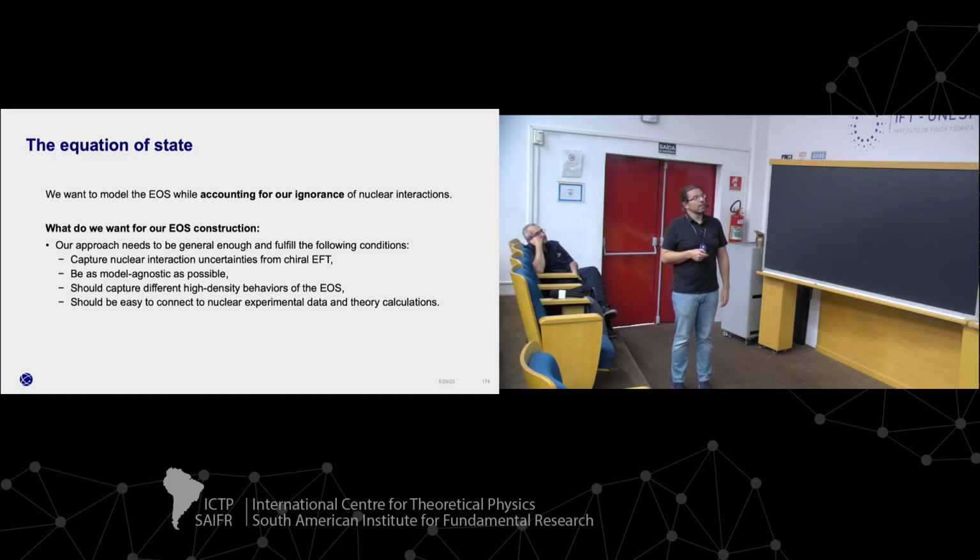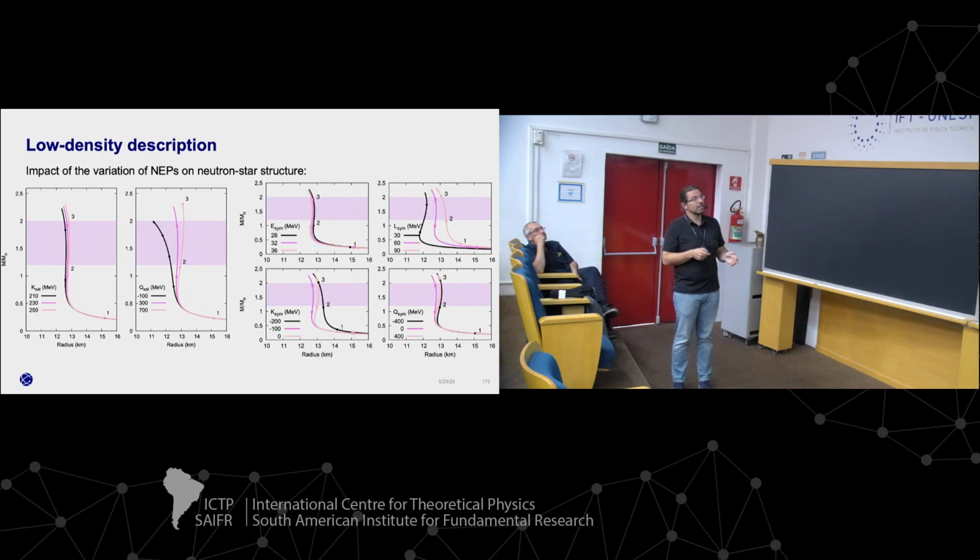And it needs to be easy to connect to any data or theory calculations that we have, right? And so it is important to include this high density behavior because I told you before, you can expand nuclear matter in terms of these parameters, these nuclear empirical parameters. If you do this, here you see the variation of the mass radius curve if you only vary these parameters. And you see there's basically not much variation. Maybe most variation comes when you vary this L sym, but still the difference in radius is pretty small, right?